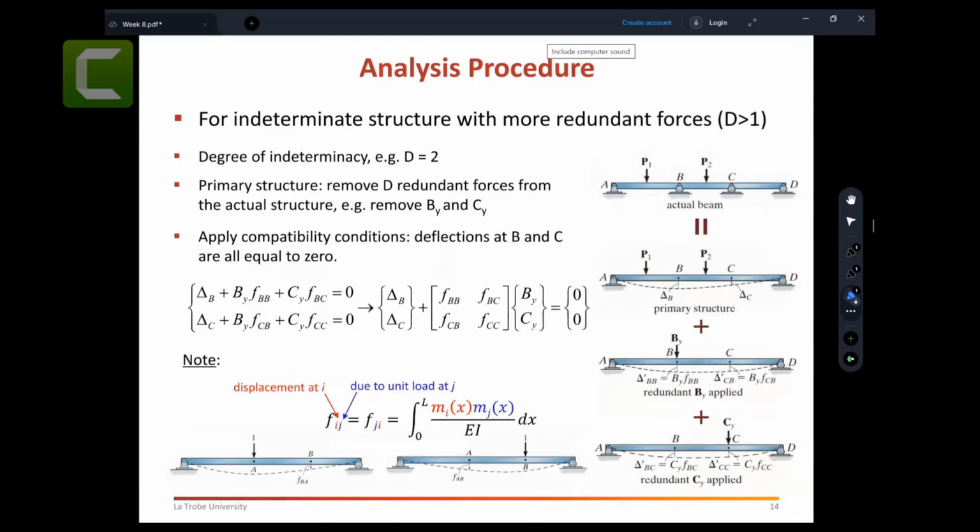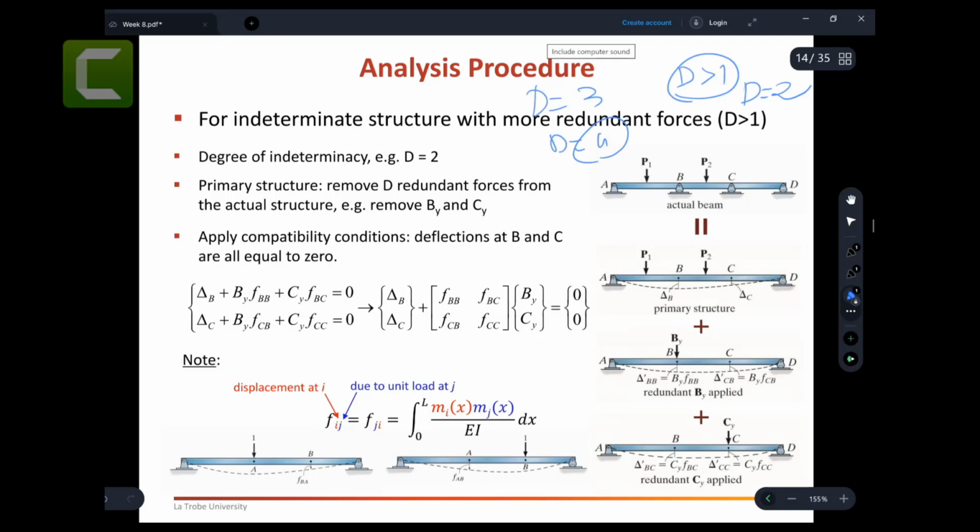Okay, these methods will get really complicated when you use them for a degree of indeterminacy greater than 1. Greater than 1 means, let's say, degree of indeterminacy 2. It will become really challenging. Really challenging means mathematically, if you are going for degree of indeterminacy 3, 4, then it will be really long. For that case, next week is a surprise. Next week we have the slope deflection method.